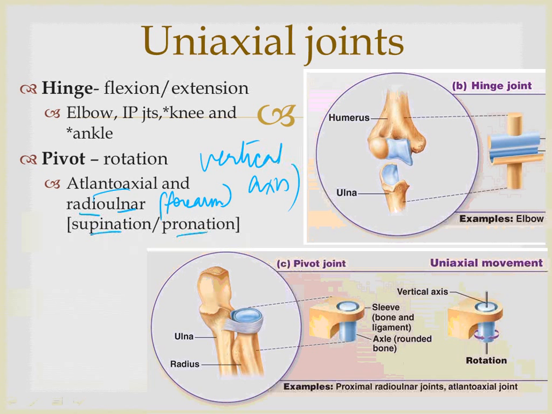What kind of movement is allowed by a pivot joint? Uniaxial, biaxial, multiaxial. It would be uniaxial. Or what kind of movement is allowed by the pivot joint? Flexion, extension, rotation, or abduction, adduction. So you can see it would be rotation. And give an example of a pivot joint, and you can see it, radio-ulnar or atlantoaxial. Okay?